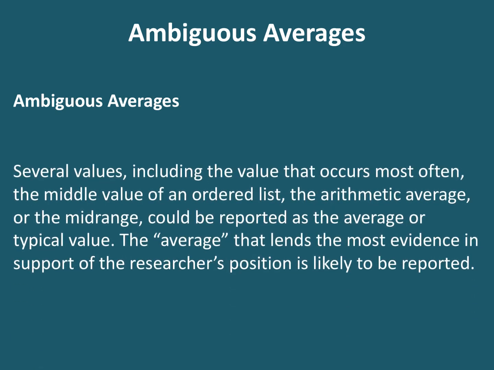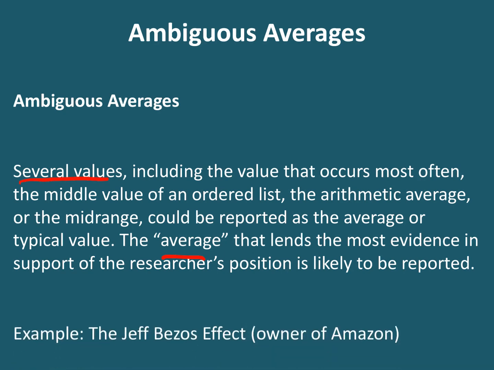So let's say you take several values, including the value that occurs most often, the middle value of an ordered list, the arithmetic average, or the mid-range. Any of these could be reported as the average or typical value. Now, the average that lends the most evidence in support of the researcher's position is likely to be reported, because of potential ambiguity. Okay? So, for example, the Jeff Bezos effect.